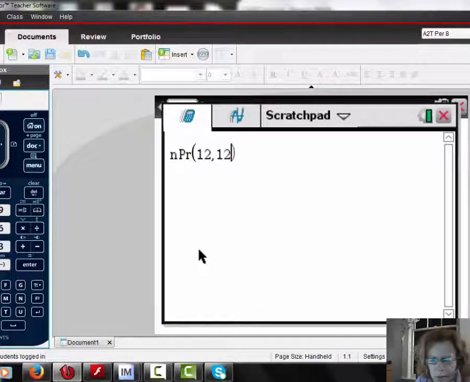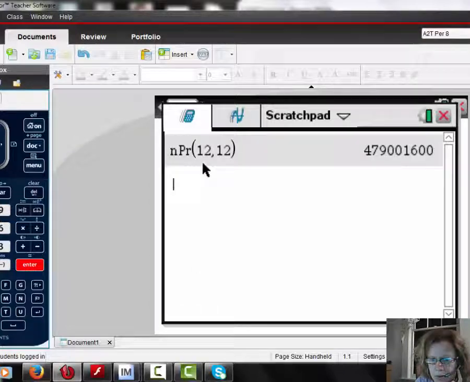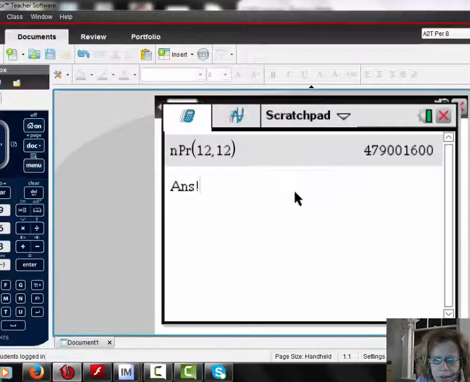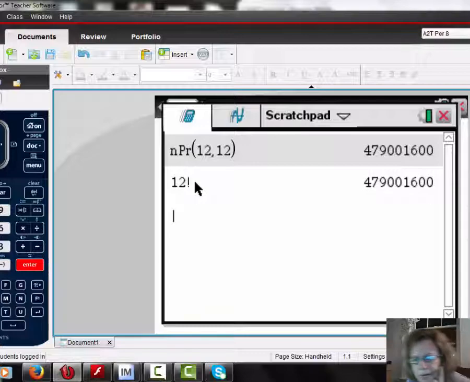So for that last problem, we were wondering about 12P12. And there it is. There's our 479,001,600. Now if we go back to that menu, probability, factorial, it's going to say the previous answer factorial. We don't want that because that's going to multiply this number factorial. But let's take our 12 factorial just to check that they are the same.